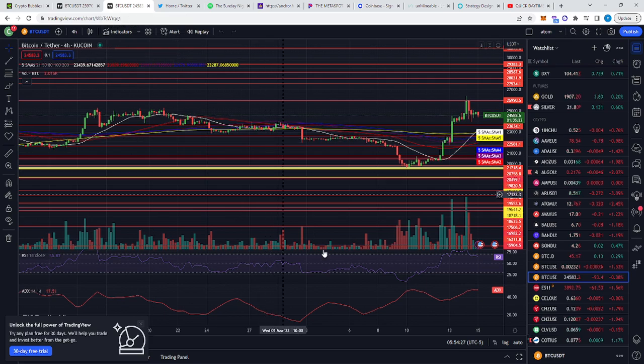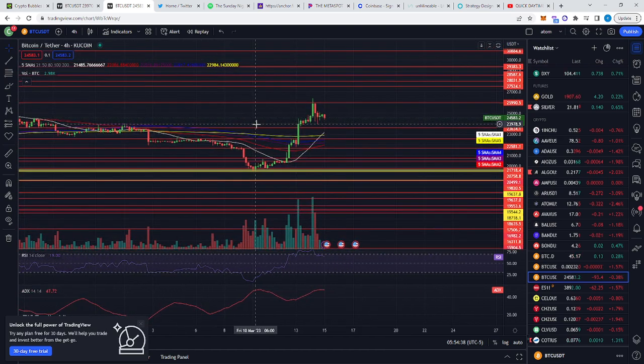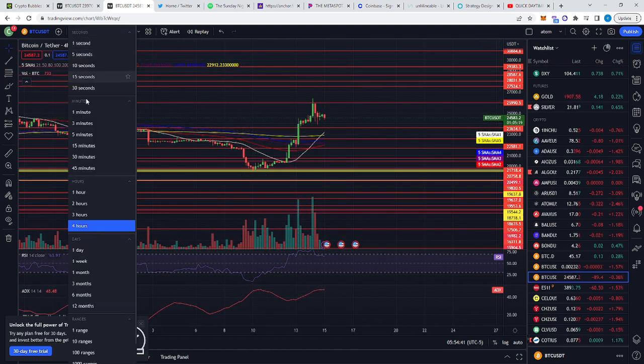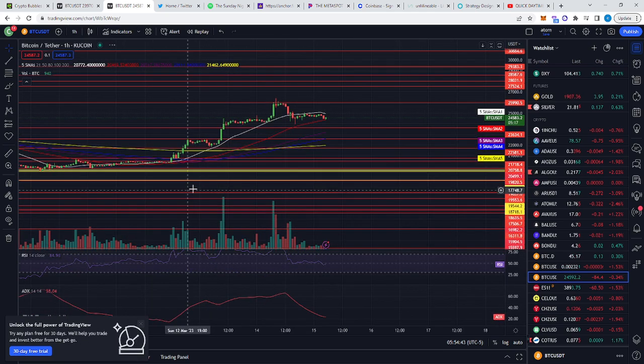Okay, and today's time is 5:54, so it's almost 6 a.m. on March 15th, 2023. All right, so here is the chart right here. This is Bitcoin. It's the 4 hour chart. All right, actually, let's start off with that 1 hour chart from the video.